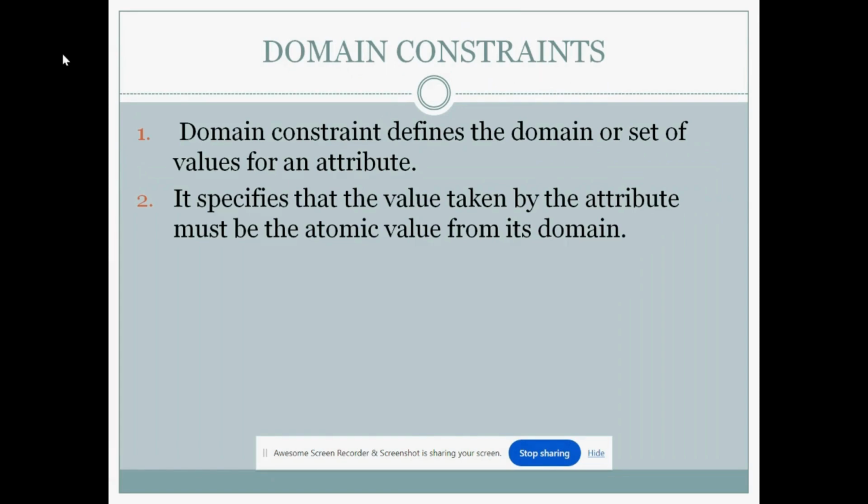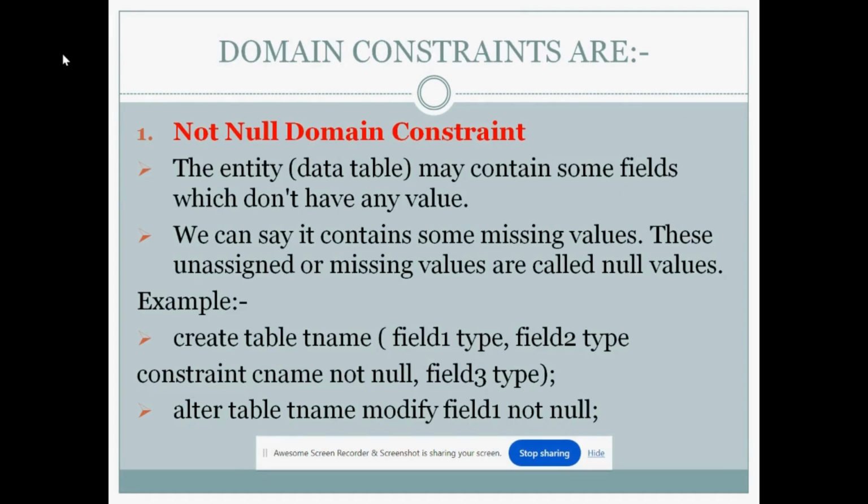Now coming to the types of domain constraints. Coming to the first one, that is not null domain constraints. The entity data table may contain some fields which don't have any value. We can say it contains some missing values. These unassigned or missing values are called null values. Example: create table T name, field 1 type, field 2 type, constraint C name not null, field 3 type; alter table T name, modify field 1 not null.